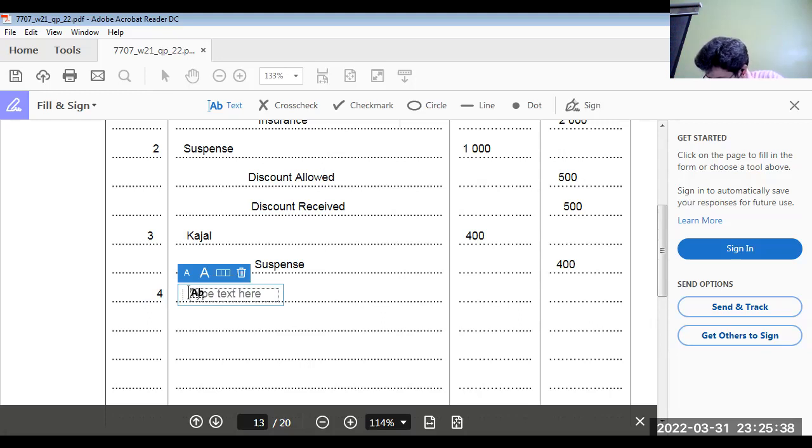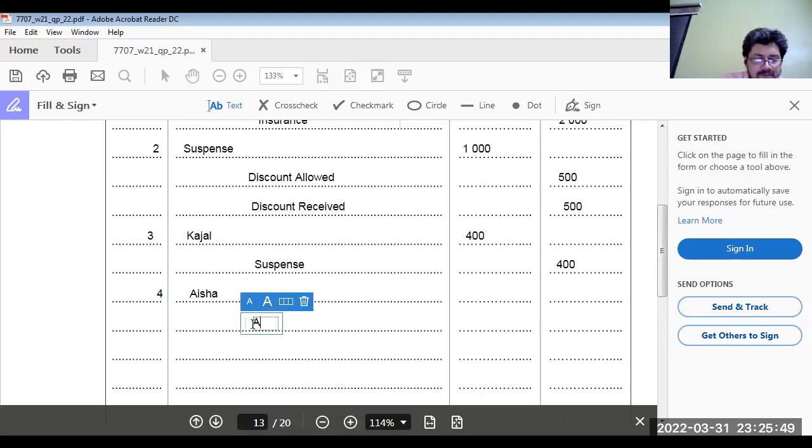Error number 4 was actually an error not affecting the trial balance, that is, an error of commission. We were supposed to credit Anisha, but we credited Aisha. So what we have to do is debit Aisha and credit Anisha. The amount was 700.